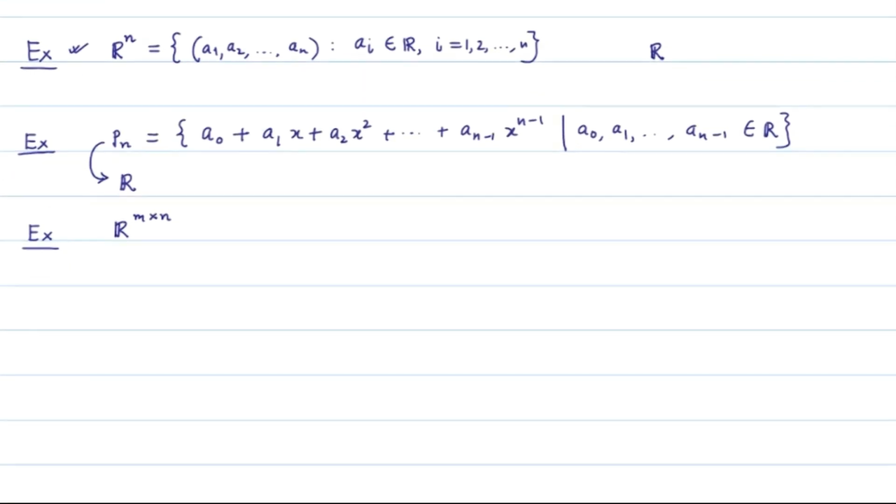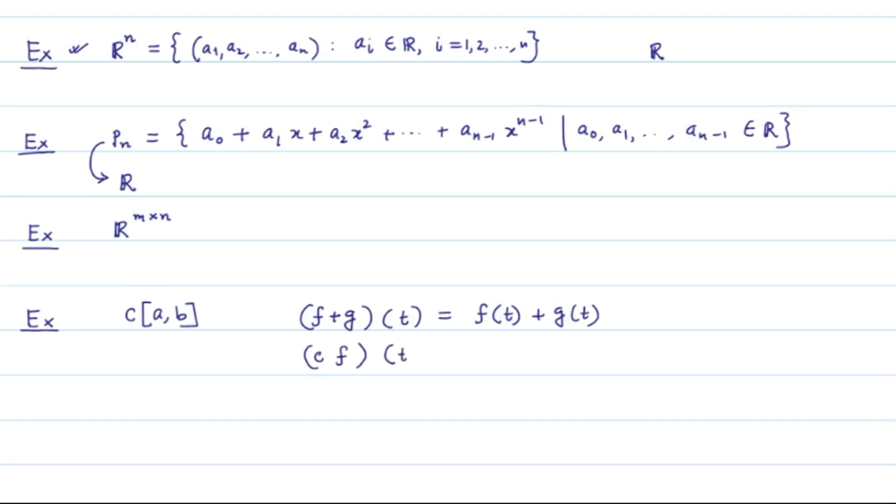Another example of a vector space is the set of all real valued continuous functions defined on the closed and bounded interval a to b, which is a vector space over the set of all real numbers, where the addition of two functions f and g is given by f(t) plus g(t), and scalar multiplication with a function is given by c times f(t), where this c is a real number, and these compositions are for every t inside the closed and bounded interval a to b.